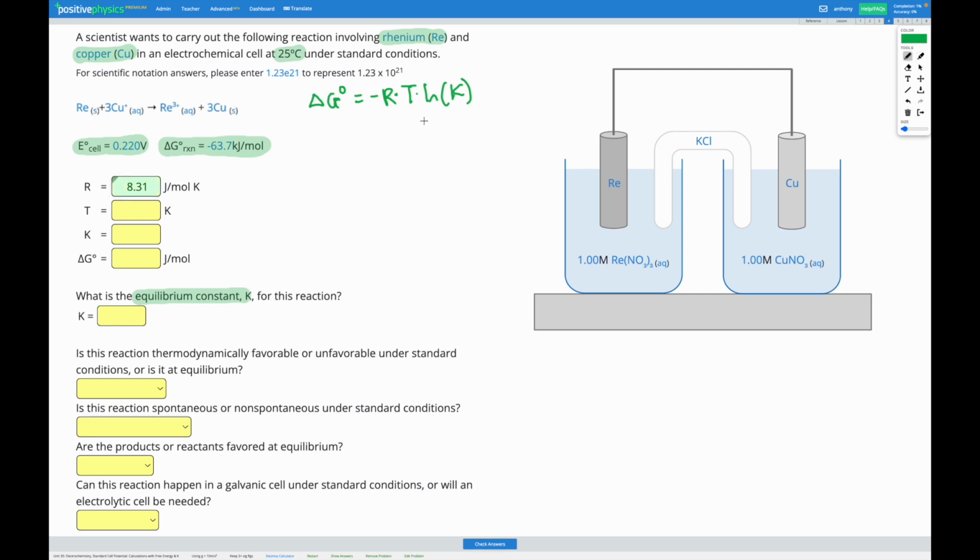The T is the temperature, measured in units of Kelvin. We've been given the temperature in degrees C, but we're going to have to convert that into Kelvin. Now remember, the temperature in Kelvin is equal to the temperature in degrees C plus 273. So our temperature is 25 plus 273, which gets us 298 Kelvin. So I can go ahead and fill that in here.